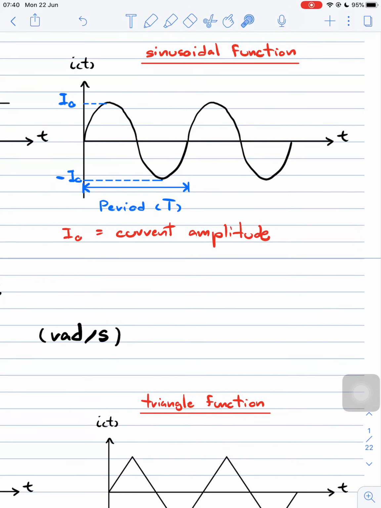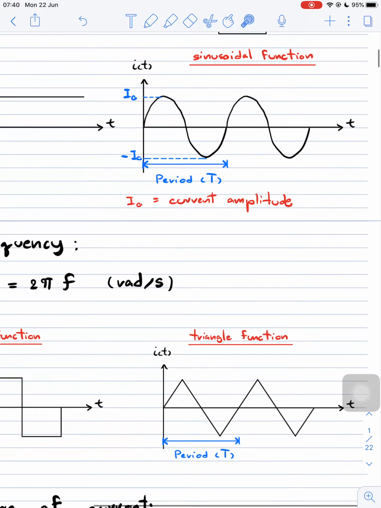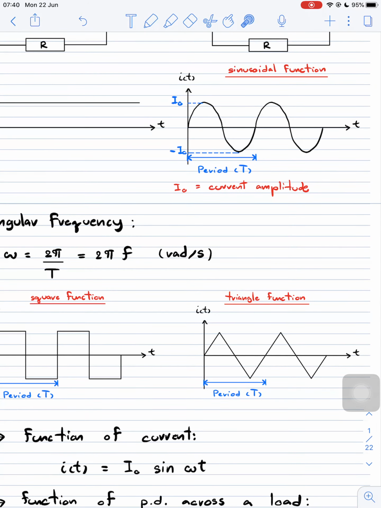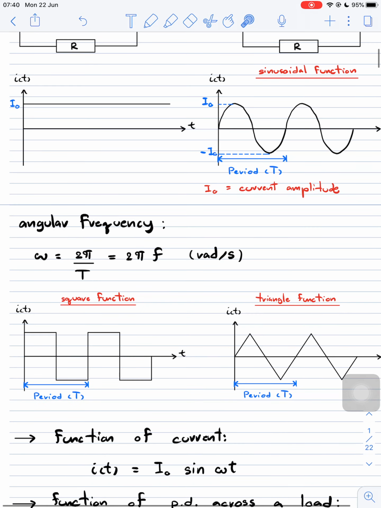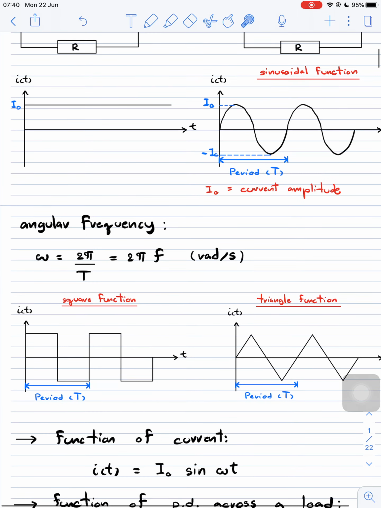And also, because the current here is a sine function, it means that we must have a period. If you remember, the period is the time for one revolution, right? It means that the period T here is the time that the current goes in the forward direction and then the backward direction and then comes back to its original value, which is 0 in this case. Okay, so that's called the period. If we know the period, we can find the frequency and the angular frequency as well.